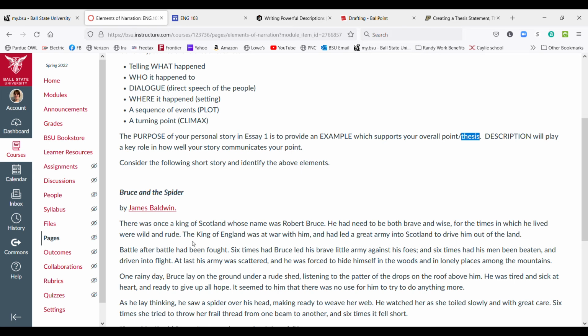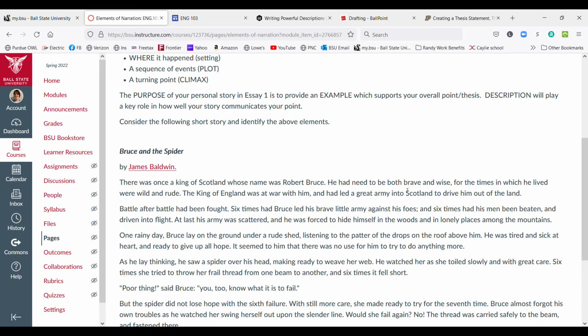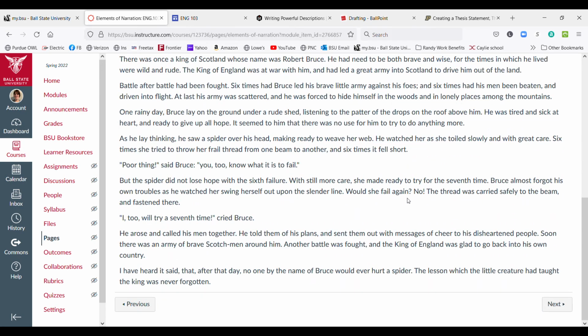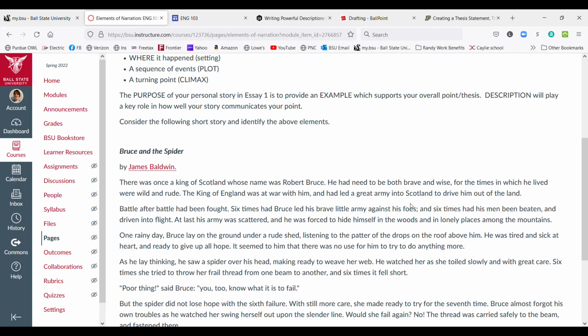You can see this. If I had to pick out the thesis statement, the King of England was at war with him and had led a great army into Scotland to drive him out of the land. Okay, so then you know that the rest of the story is going to be about the King of England who was in a great war and led a great army, right? So see if you notice how well the story sticks to that and what the story has to tell about that. Okay.